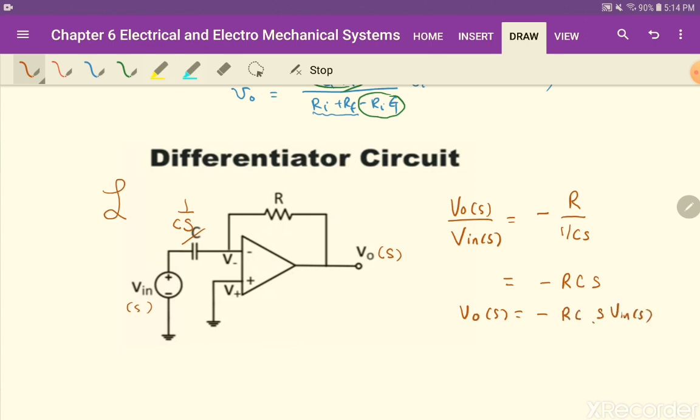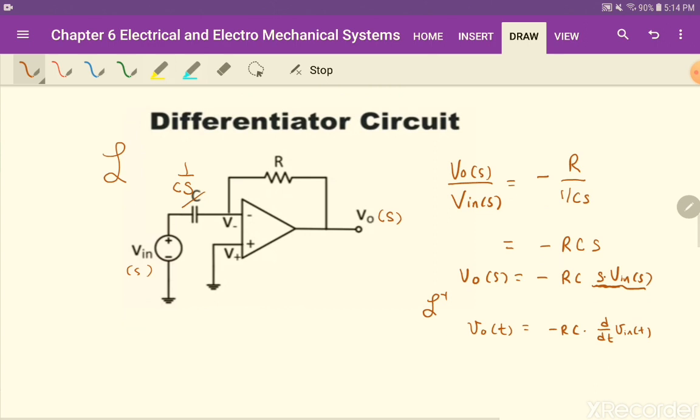What does it mean to multiply by S? That means in the time domain, if you take an inverse Laplace transform, V out in the time domain is minus RC times the derivative of the V input. So this is called a differentiator circuit. It differentiates the signal, multiplies by RC, and gives you an inverted polarity as an output voltage.